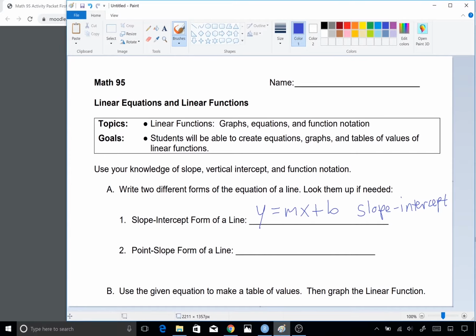There's another form called the point-slope form. It goes y minus y1 equals m times x minus x1, where y1 and x1 are the coordinates of some point. These two forms are equivalent, they're just written differently.